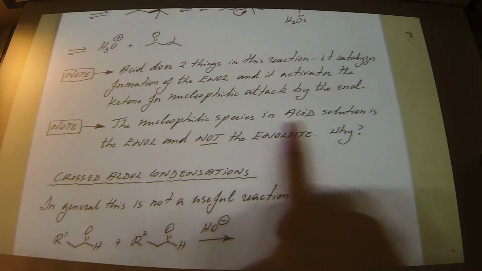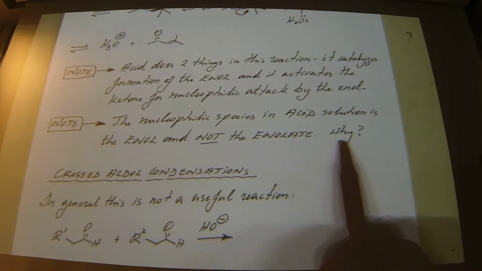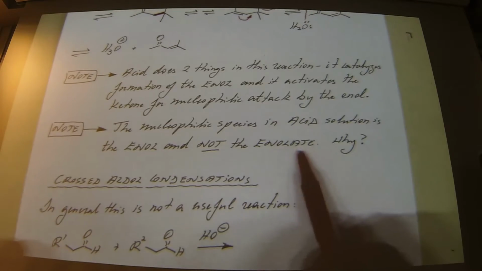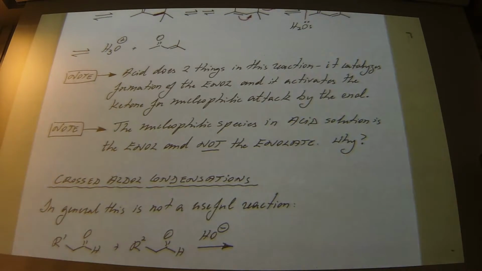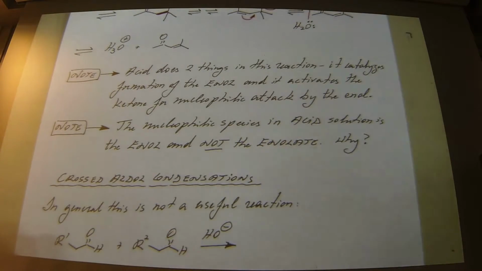Okay, so the nucleophilic species in the acid solution is the enol and not the enolate. Why? That's a trick question. The reason, of course, is because if you have the enolate, it's strongly basic. Where the heck are you going to find strong base in an acid solution? So, of course, the nucleophilic species in the acid catalyzed reaction has to be the enol, not the enolate.